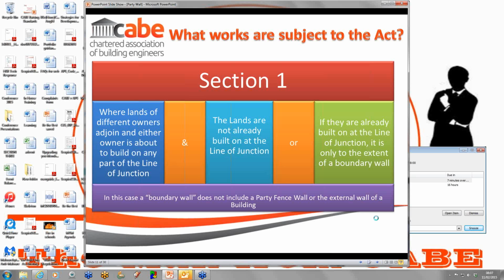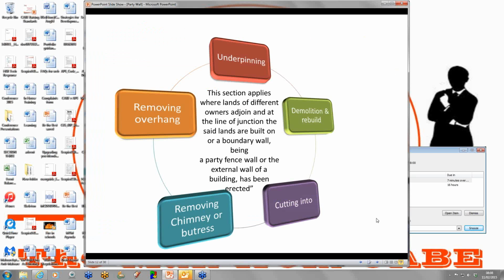And one of the major problems that we find is that the parties involved quite often resort to a formal legal written process because neighbours just don't tend to talk to each other very much anymore.